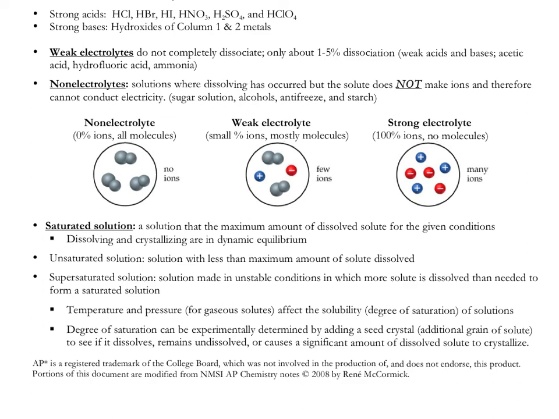A potentially easy multiple choice question to either get or miss would be about how do you know if something's saturated or unsaturated, and it really goes back to the explanation I've already done here. If we added a little bit more, what would happen? We call that little bit more a seed crystal, an additional grain of our solute. If we add a little bit more and it dissolves, that's because more can dissolve. It was unsaturated. If we add a little bit more and it didn't dissolve, it just sinks to the bottom and nothing exciting happens, that's because we already dissolved as much.